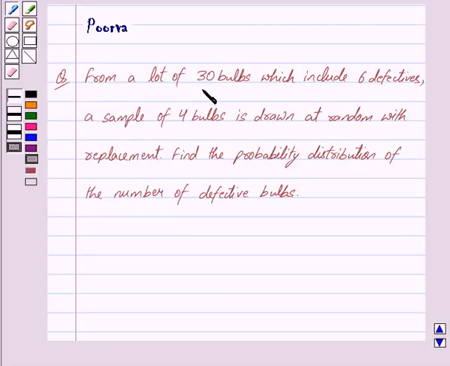From a lot of 30 bulbs, which include 6 defectives, a sample of 4 bulbs is drawn at random with replacement. Find the probability distribution of the number of defective bulbs. Let us begin with the solution now.